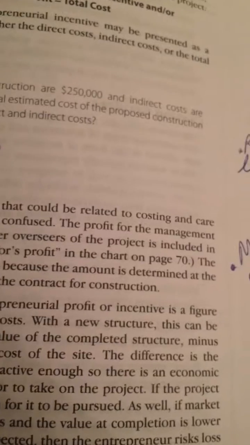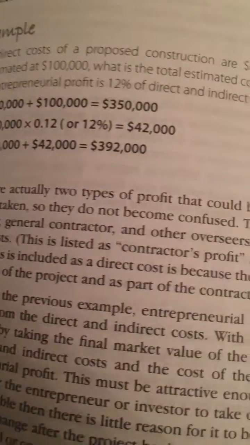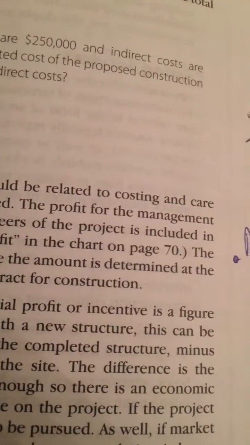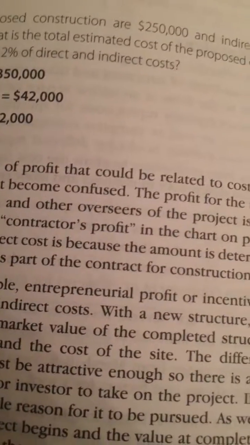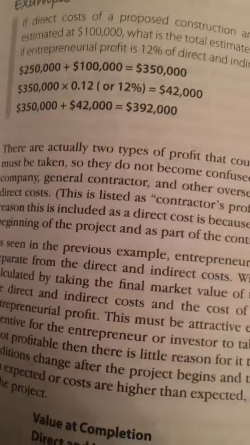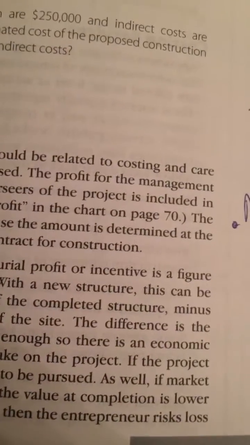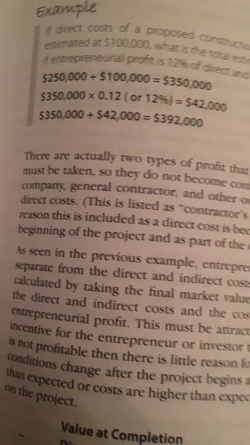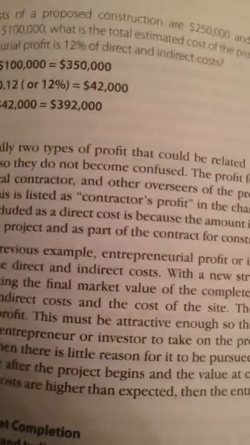There are actually two types of profit that could be related to costing, and care must be taken so they do not become confused. The profit for the management company, general contractor, and other overseers of the project is included in direct costs. This is listed as contractor's profit in the chart on page 70. The reason this is included as a direct cost is because the amount is determined at the beginning of the project and as part of the contract for construction.